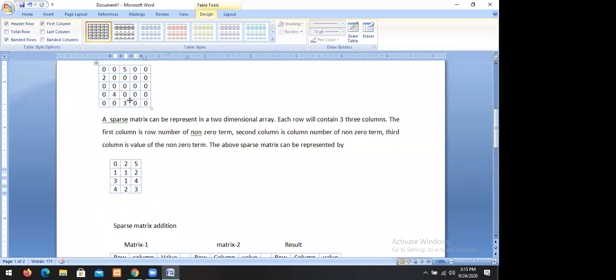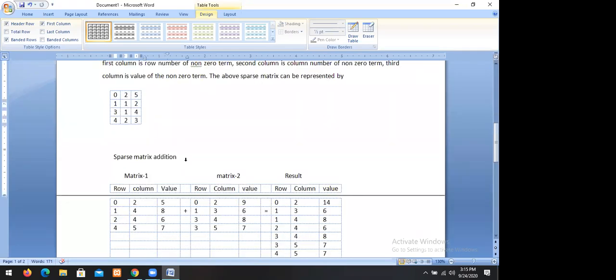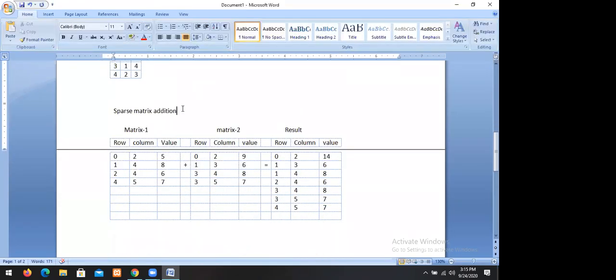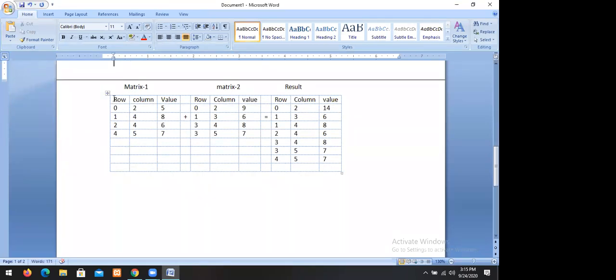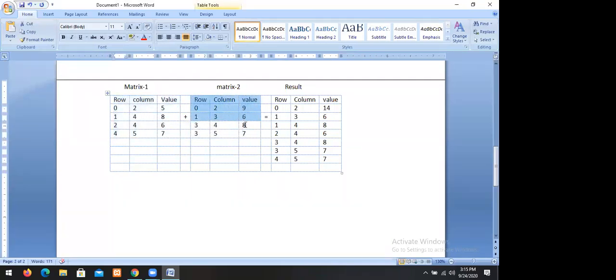So to avoid such a problem, we go for a sparse matrix representation. Let us assume there are 2 sparse matrices. This is one sparse matrix. This is also another sparse matrix. So I want to perform addition of these 2 sparse matrices. How to perform addition of these 2 sparse matrices?